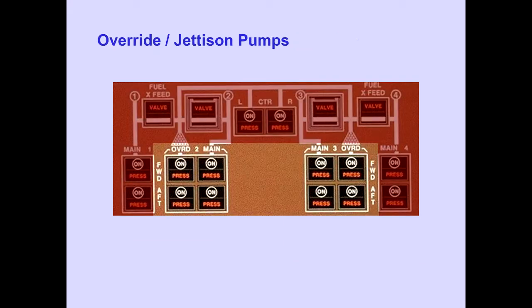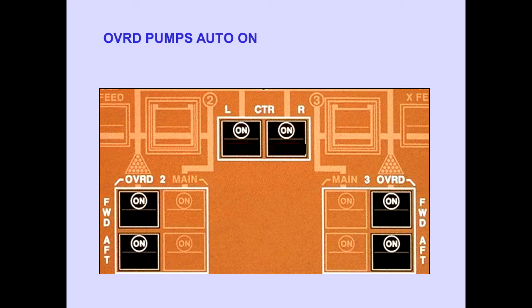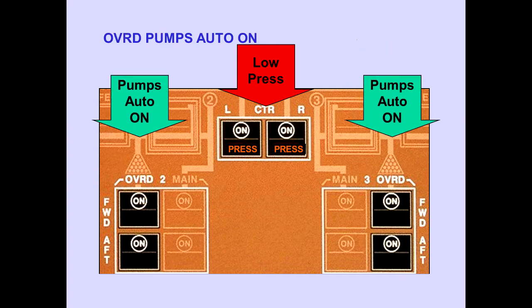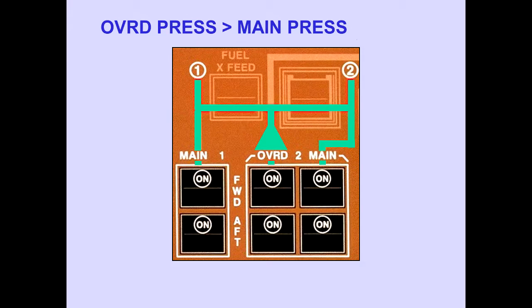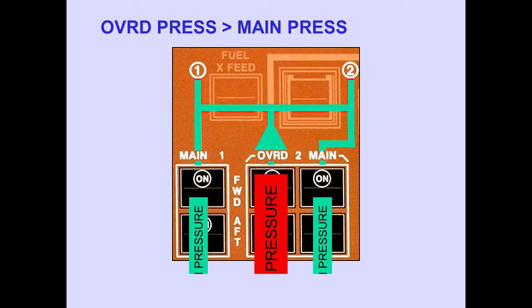Main tanks 2 and 3 each have forward and aft override jettison pumps. Pushing the pump switches on arms the pumps for operation. When either center wing tank pump senses low pressure, system logic automatically turns on the override jettison pumps in main tanks 2 and 3. Override jettison pump output pressure is greater than main pump pressure. With both the override jettison pumps and main pumps operating, the override jettison pumps will supply fuel to the engines.